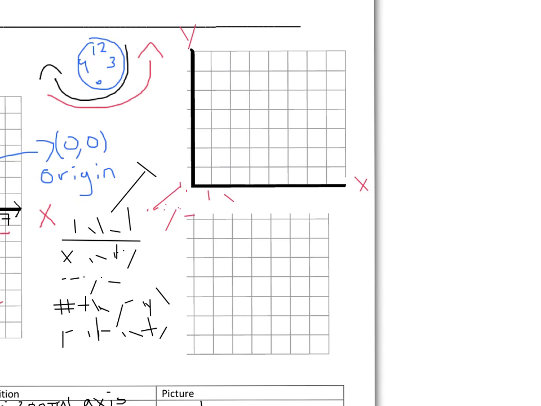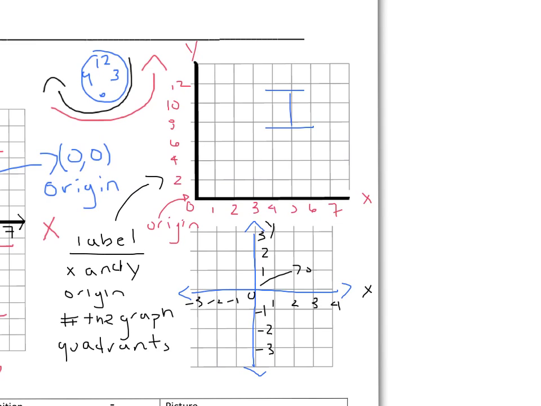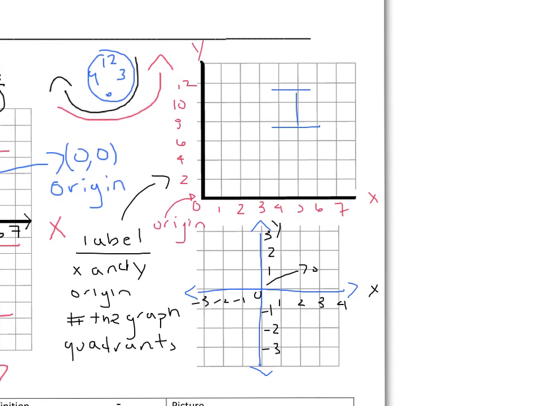To label your graph, you should have just labeled them 1, 2, 3, 4, 5, 6, 7. Sometimes I might say label the graph counting by 2s. All that means is that instead of each line representing 1, each line is going to represent 2. So maybe we labeled our y-axis 2, and then your quadrants should have been 1, 2, 3, and 4. That concludes our video.